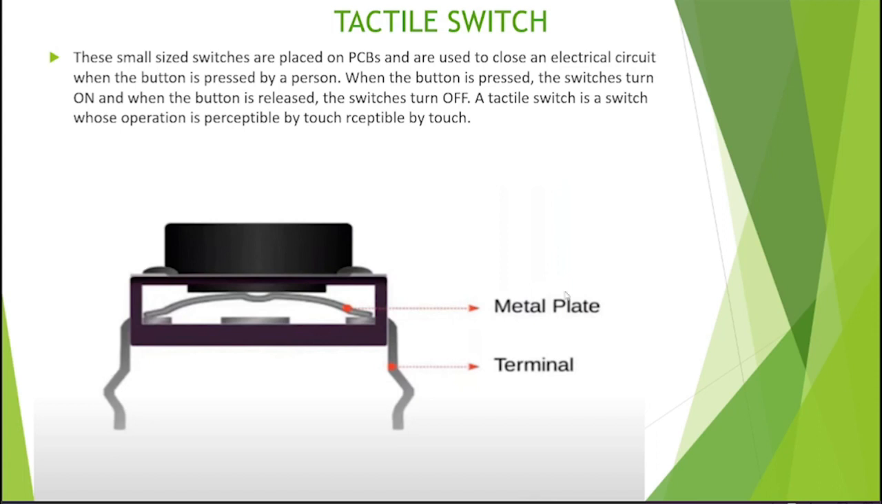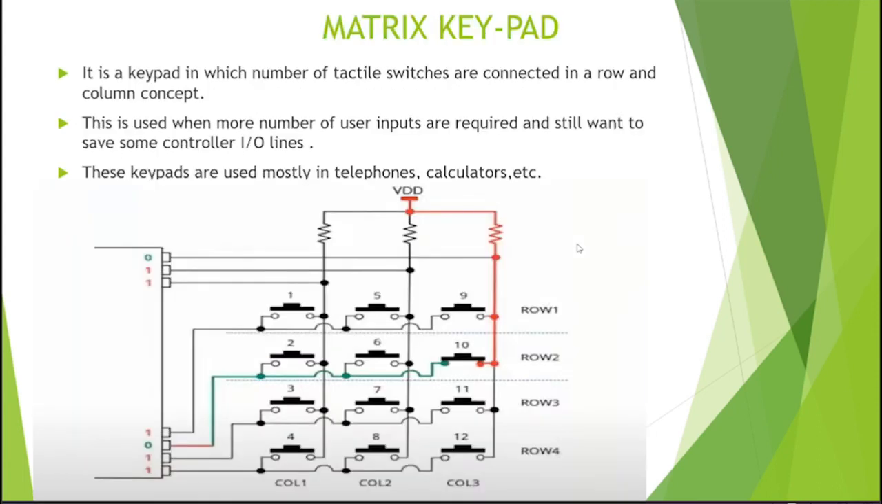Now we talk about the matrix keypad. This is the matrix keypad. This matrix keypad and the PixSimLab matrix keypad are both similar. So what is a matrix keypad? It is a keypad in which tactile switches are connected in a row and column concept. This is used when a larger number of user inputs are required and we still want to save some IO lines. These keypads are used mostly in telephones, calculators, etc.